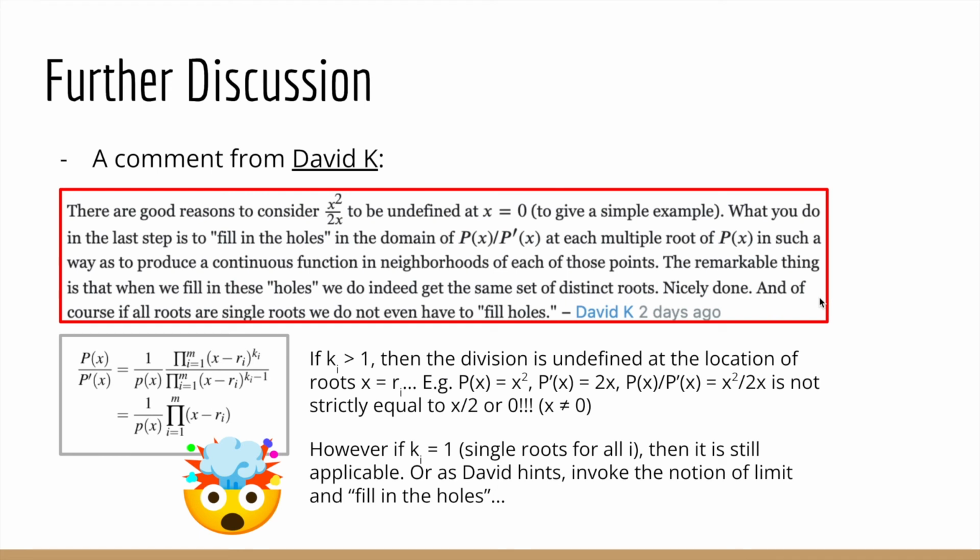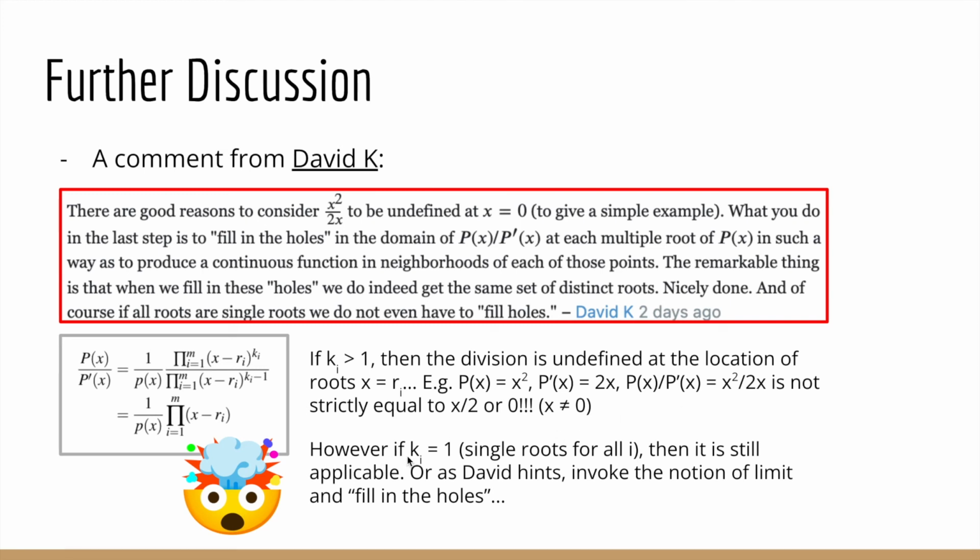But there is a caveat. If the multiplicity of a root is greater than 1, then the division is undefined at the location of roots x equal to r_i. You can see that the division of the second factor will not be possible because it would be dividing by 0 at the location of the root. Let's say p(x) is x squared, p'(x) is 2x, then p(x) over p'(x) equal to x squared over 2x is not strictly equal to x over 2 or 0 because we cannot divide by 0, so x cannot be 0 as well.